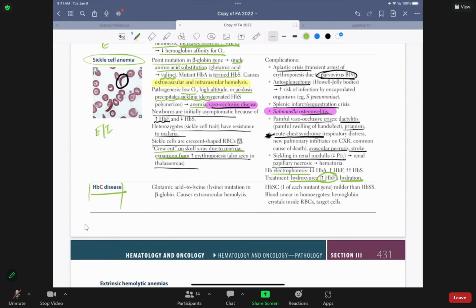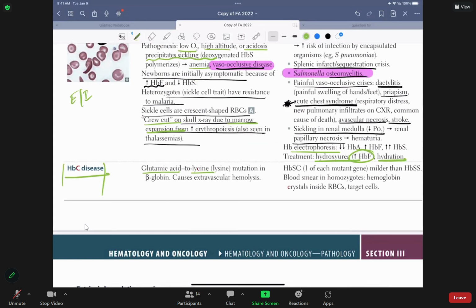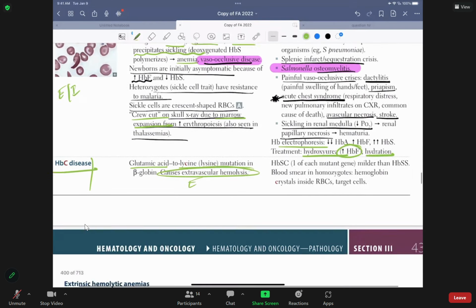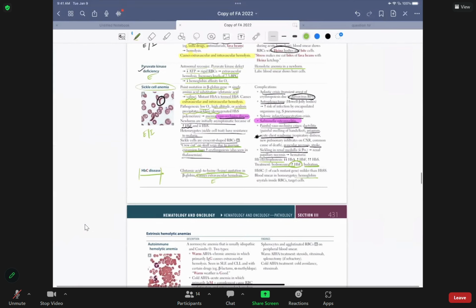Now, what is hemoglobin C disease? Same thing. Glutamic acid is replaced by lysine. So what about sickle cell? Valine. This is lysine. Is that clear, folks? So this is a little bit mild. Only extravascular hemolysis happens there. Now, just to remember, it's a milder version of sickle cell. That's all to remember, folks, okay? So that's a milder version.